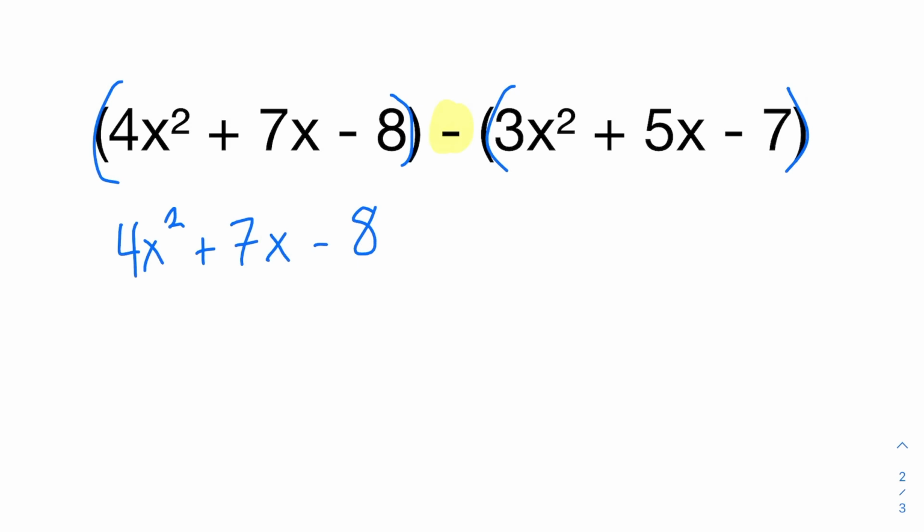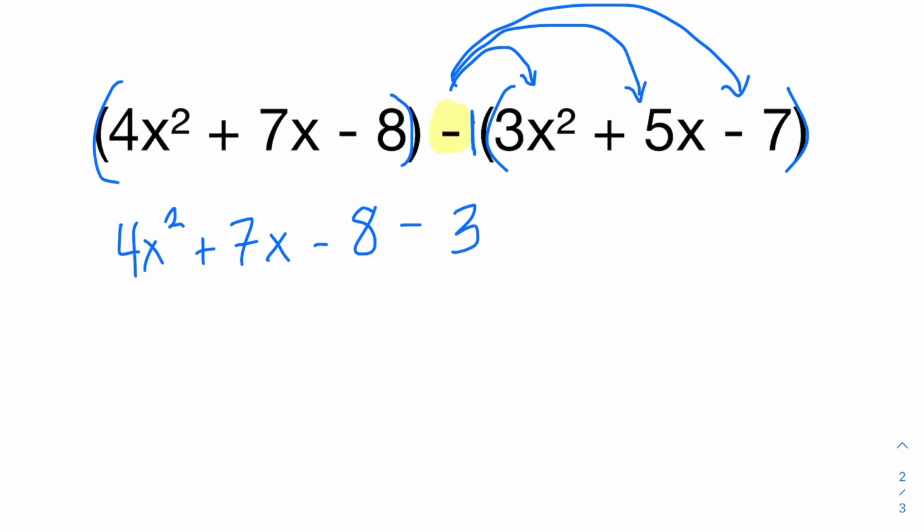But this negative is going to act like a negative 1, right? 1 is our coefficient if we don't write it. So if we have a minus in front of the polynomial, we have to make sure that we remember to distribute that negative to each term within the polynomial. So when we go to remove the parentheses, we can remove those parentheses by using distribution. And here we would have a negative 3x squared, a negative 5x, and a positive 7.